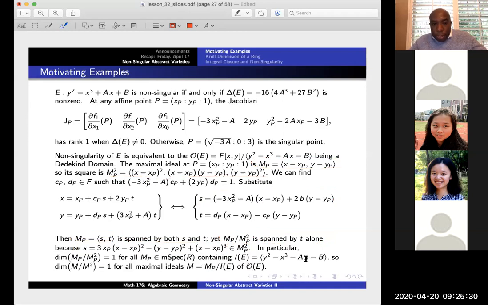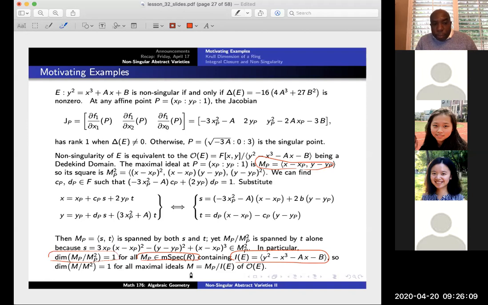So let me piece everything together. In particular, the dimension here is 1 for all maximal ideals in M spec of R containing this prime ideal. Remember that my MP was this maximal ideal here, but this really was a maximal ideal of R. I have to be a little bit careful here. So it's the maximal ideal of my polynomial ring.